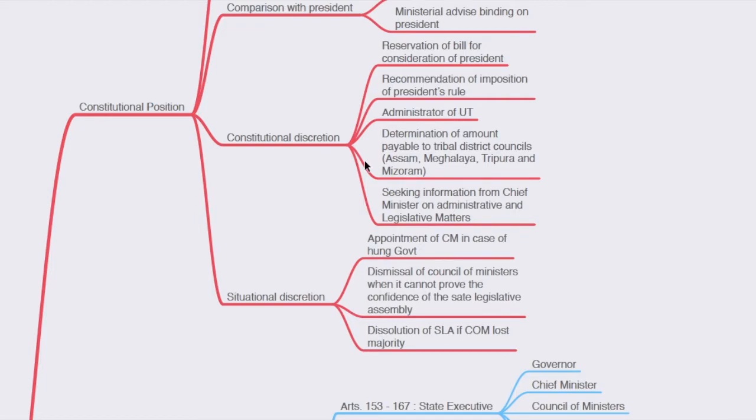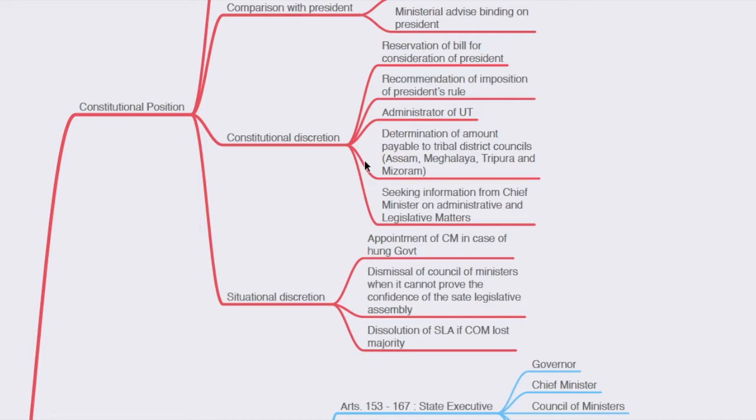So when you draw a line from Assam to Tripura and Mizoram, it is easy to remember. So do remember the map: Assam, Meghalaya, Tripura, and Mizoram. A straight line is formed.